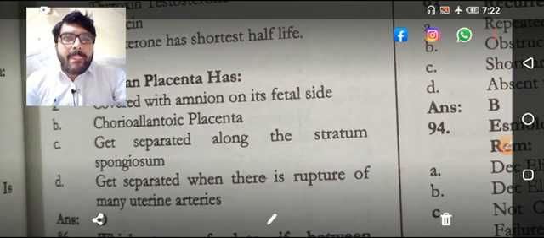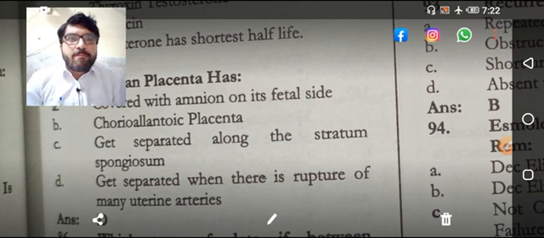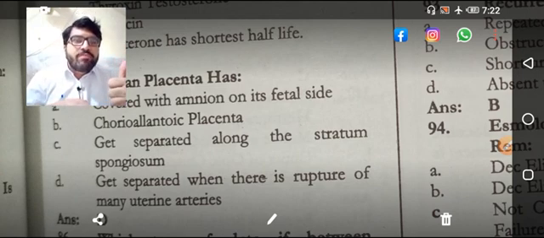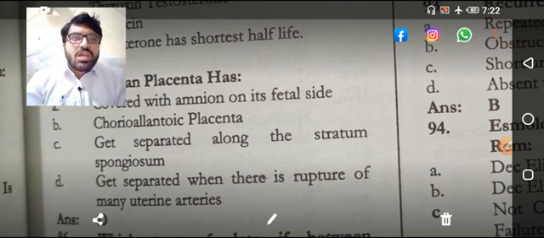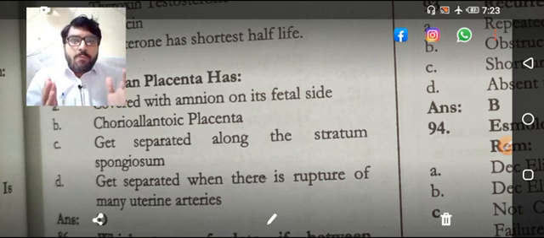Starting from where we left, SK Gynae Pink MCQ number 85. The human placenta has option A, B, C and D. Option A: is covered with amnion on its fetal side. That is the right option. Option B: is chorioelentic placenta. No, it is a hemochoroidal placenta. Option C: get separated along the stratum spongiosum? Yes. Option D: get separated when there is a rupture of many uterine arteries? Yes. So it may be a poor recall.